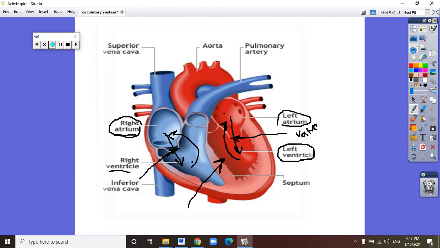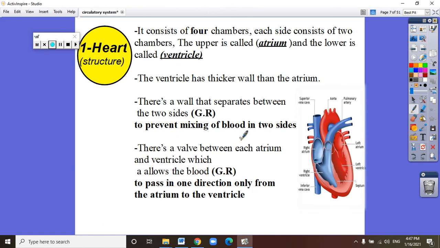So in the structure of the heart, we take two give-reason questions. Number 1, there is a wall that separates the two sides to prevent the mixing of the blood in the two sides. Number 2, there is a valve between each atrium and ventricle to prevent the blood from returning back from the ventricle to the atrium.